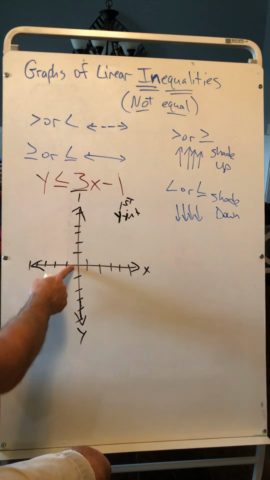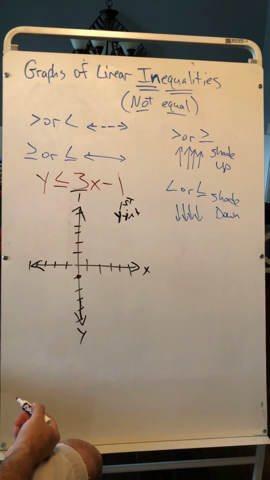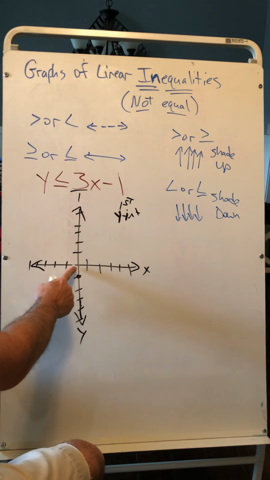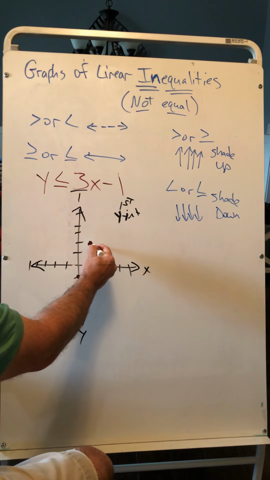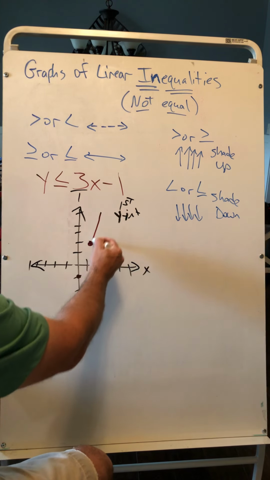So on my y-axis, I'm going to go down 1 and put a dot. Now my slope is 3 over 1. This is a positive slope. That means I go up 3, 1, 2, 3, go over 1, and I put a dot. Now this one has a line underneath it, so what does that mean? That means I'm going to have to make this a solid line.